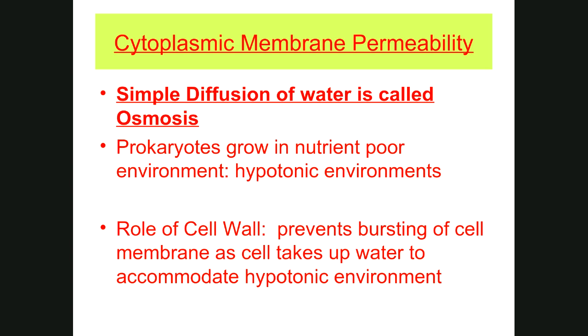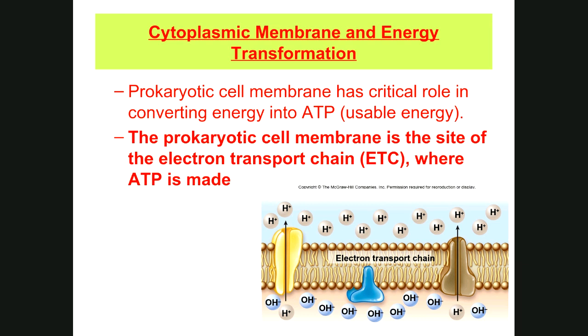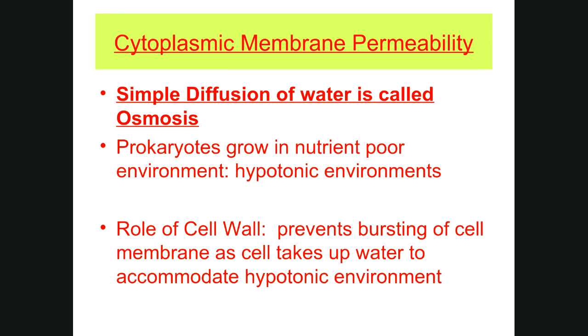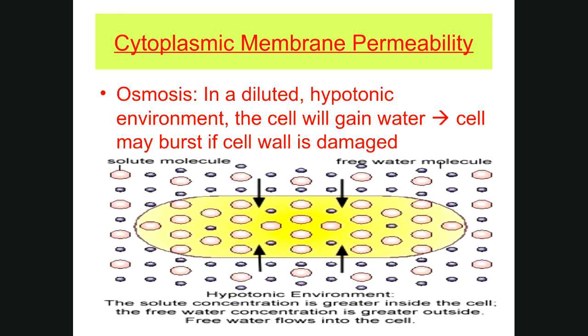Now, this is the deal with prokaryotes. Prokaryotes have a cell wall. Cell walls protect prokaryotes from hypotonic environments. So if this cell is a bacteria, it will have a cell wall.